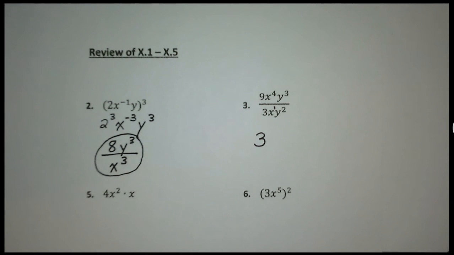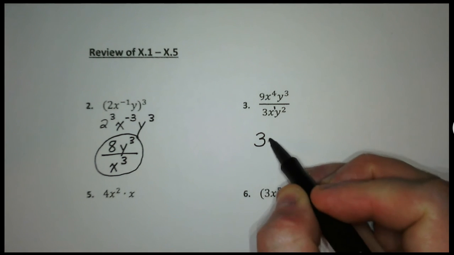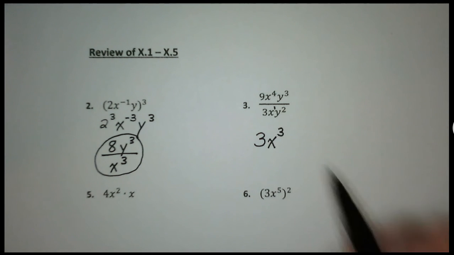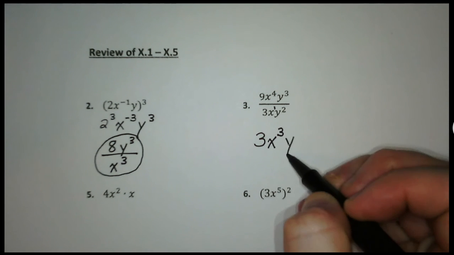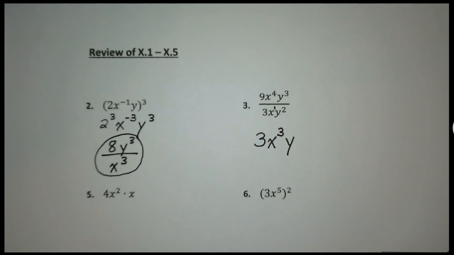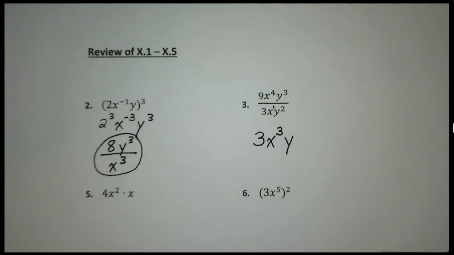Now, hopefully you remember the shortcut here. We subtract the powers. This is where we subtract powers. So you end up with x to the 3rd, because 4 minus 1 is 3. And then 3 minus 2 is 1. And you don't really need to write an exponent of 1. So that's the answer there.